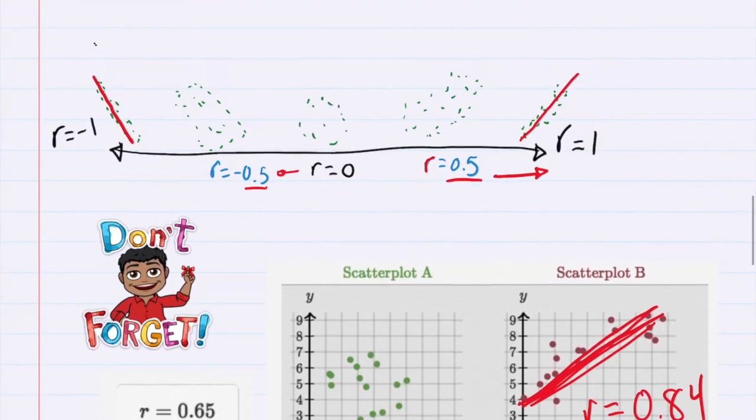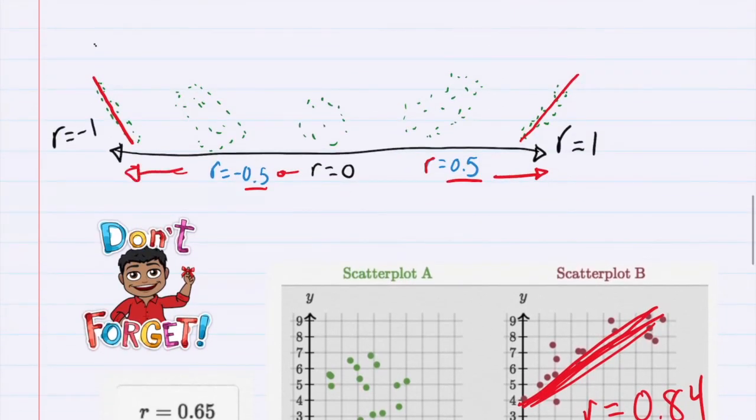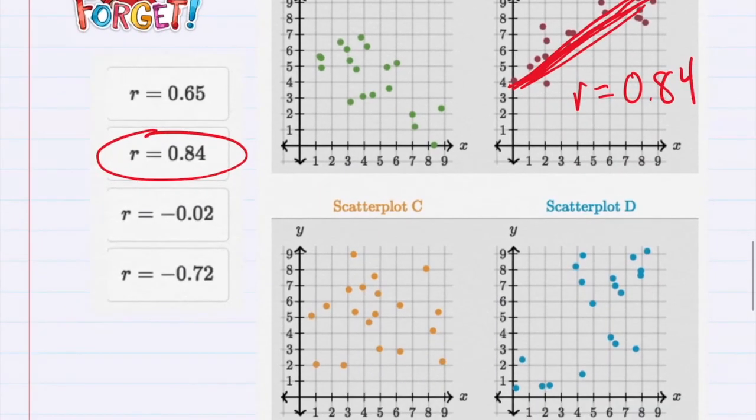Now let's go to the opposite. Which one is closer to the negative 1? Which one is easy to spot that's going down? I would say this one, right? From all of them, I would say that one. So which one's closest to negative 1? That one, actually. So I would say negative 0.72.